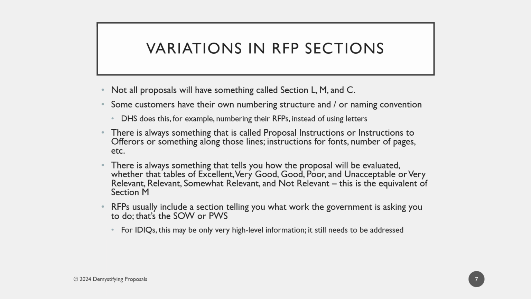But there's almost always something called proposal instructions or instructions to offerors or something along those lines that has the instructions for fonts and the numbers of pages and all of those factors that you have to take into account in your outline. There's always something that tells you how the proposal will be evaluated, whether that's tables of excellent, very good, good, poor, and unacceptable, or very relevant, relevant, somewhat relevant, and not relevant. This is the equivalent of Section M.